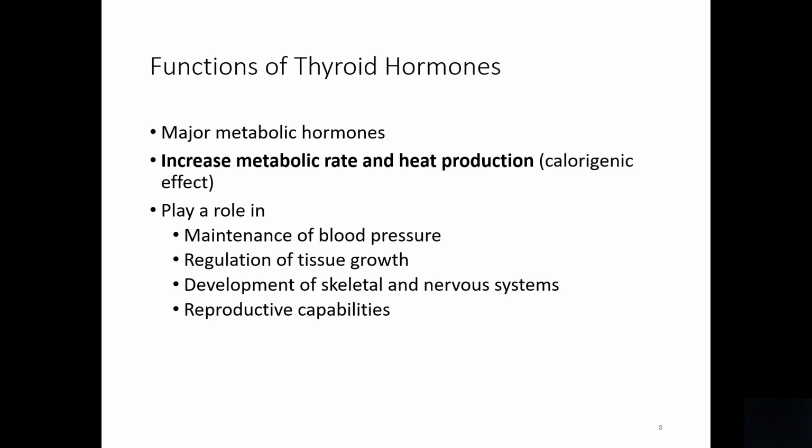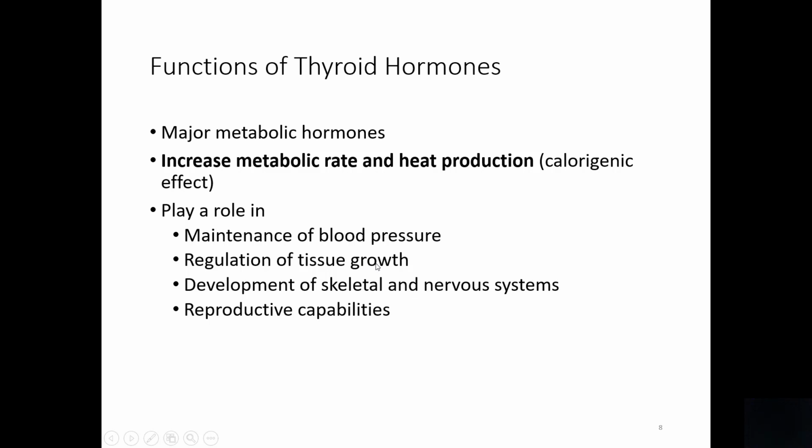What are the functions of thyroid hormones? Major metabolic hormones. Again, they regulate speed of all chemical reactions, which is metabolic rate, and also they are responsible for heat production. It is called calorogenic effect. They also play a role in maintenance of blood pressure. People who have high level of thyroid hormones also very often have high blood pressure.